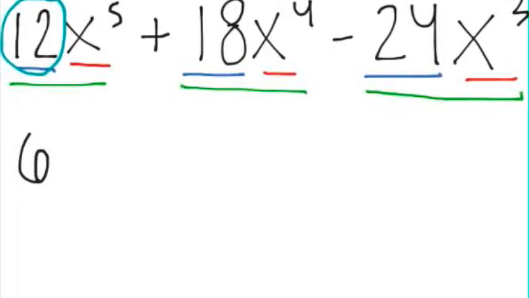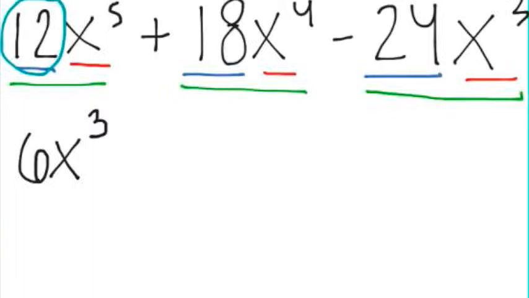Now let's look at the variables. X to the 5th power, x to the 4th power, and x to the 3rd power. In this function, we can see that the greatest common factor of the variables is x to the 3rd power. Why?